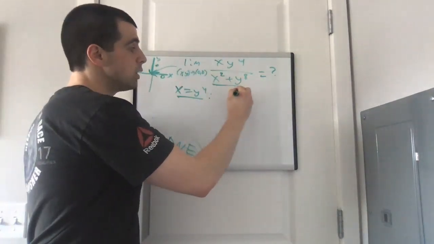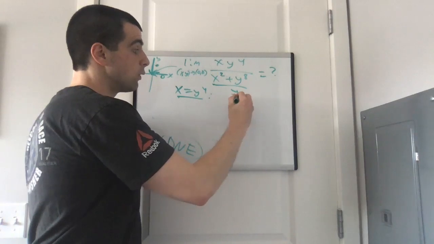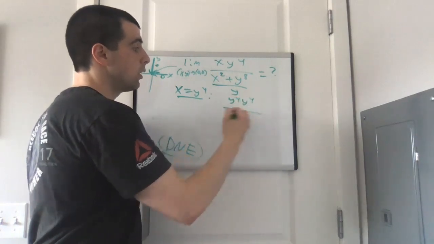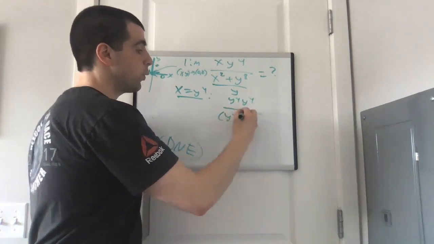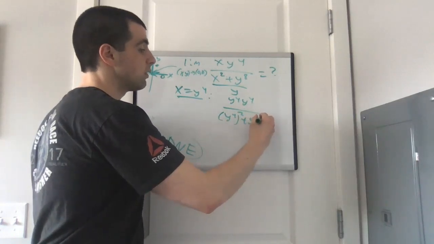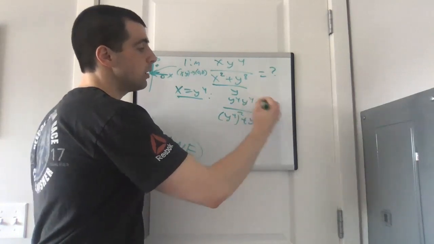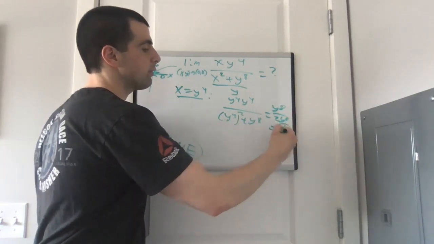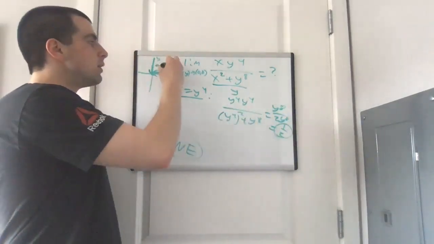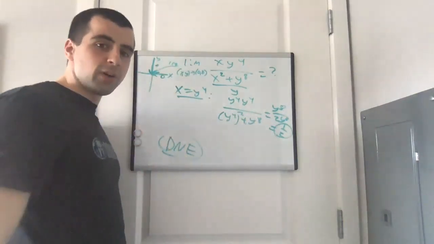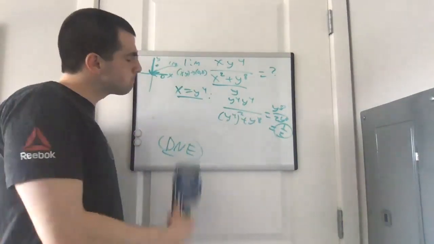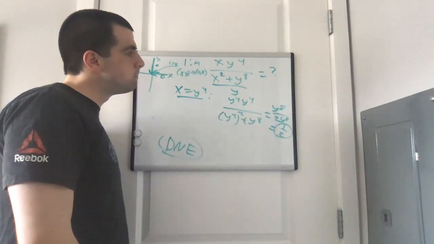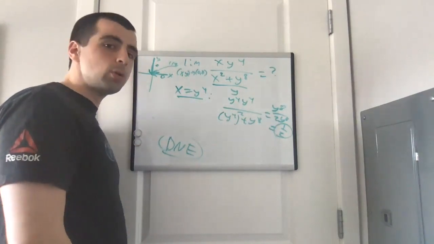This equation would then become y to the 4th times y to the 4th over y to the 4th squared plus y to the 8th. And here, this becomes y to the 8th over 2y to the 8th, which is 1/2. And so therefore we can again rule out that this limit exists because of that fact. So a cute little trick there.